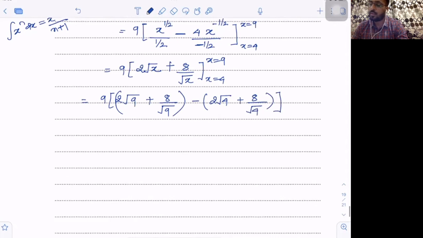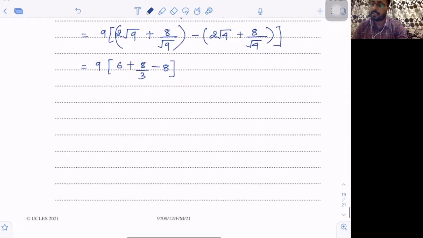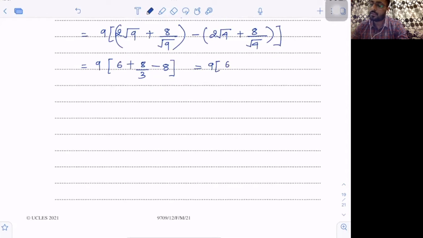That's the lower limit. So that should give you 9 times of 2 root of 9 is 3. 2 times of 3, that's 6 plus 8 upon root of 9 is 3. So 8 upon 3. Then minus root of 4 is 2. 2 times of 2. So that's minus 4 plus 8 upon root of 4. That's 8 upon 2. 8 upon 2 is plus 4 again. So 4 plus 4 is simply going to become 8. So I'll directly write it as minus 8. Right, guys? So that's minus 8. Close the bracket. 6 minus 8 is going to be minus 2. So you have 8 upon 3, 6 minus 8 is minus 2.